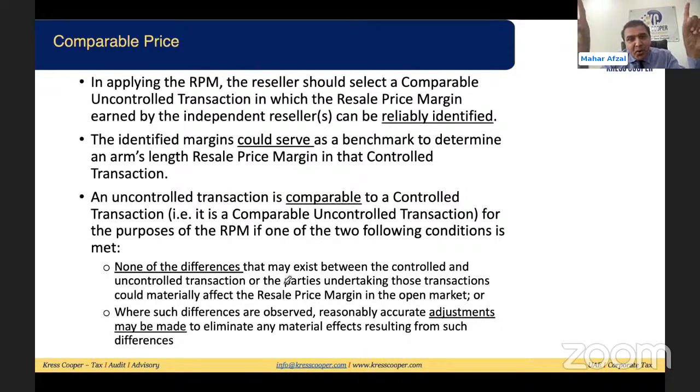And if there is no difference between the price that would have been and the price that actually is, then we can say this is an uncontrolled transaction. Or this is a controlled transaction, but there were differences. And for the differences, if we are making any adjustment, then we can say, okay, after the adjustment, the price will be the uncontrolled price. This is the fair market value price.